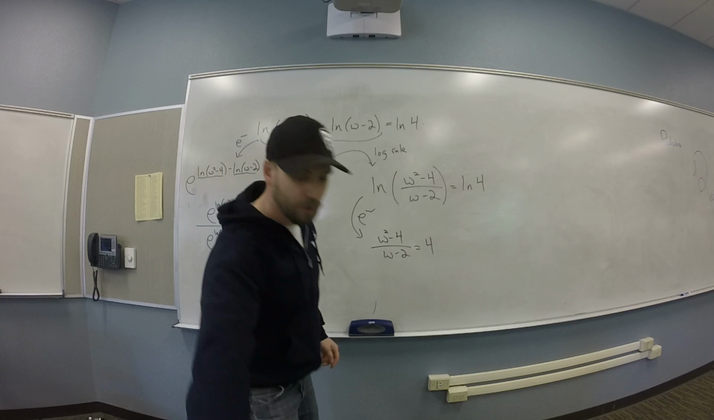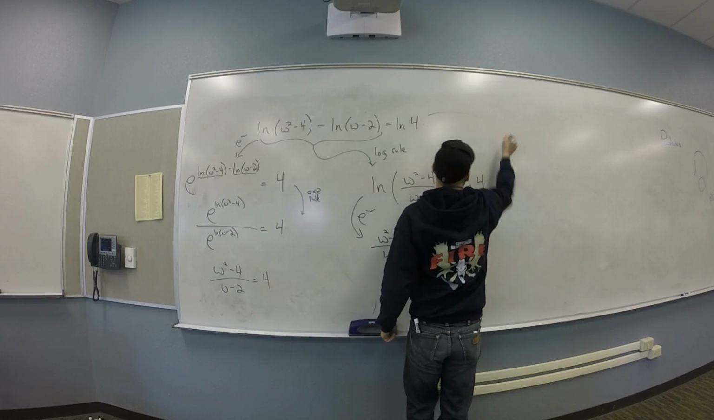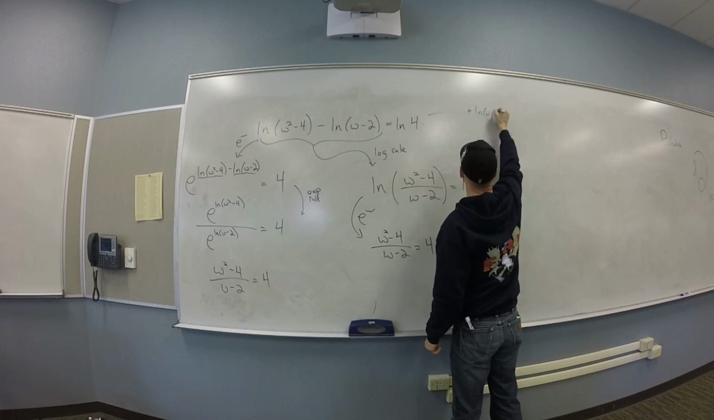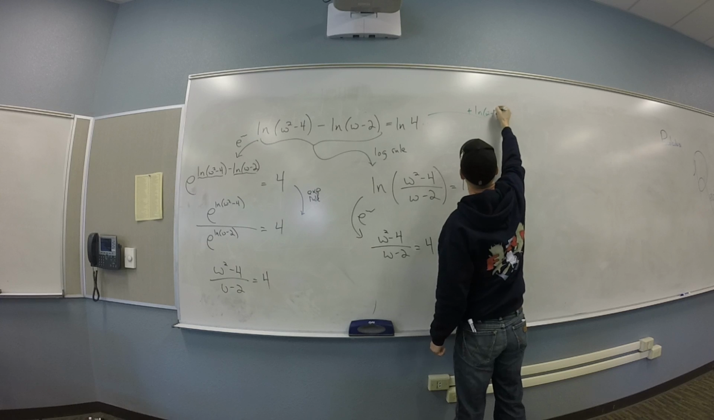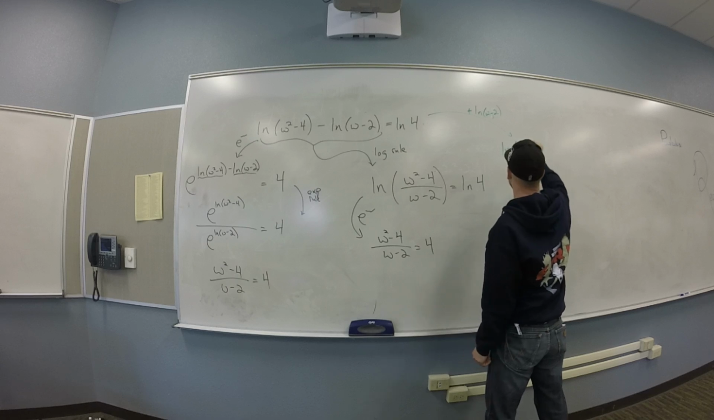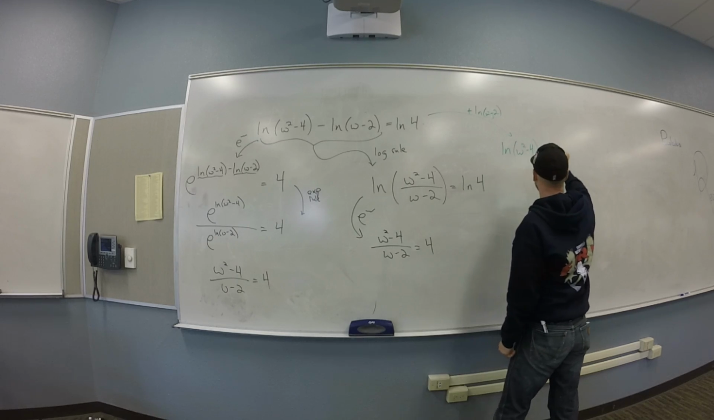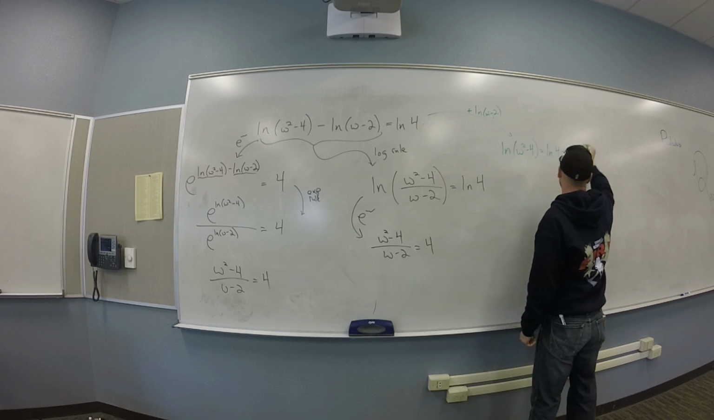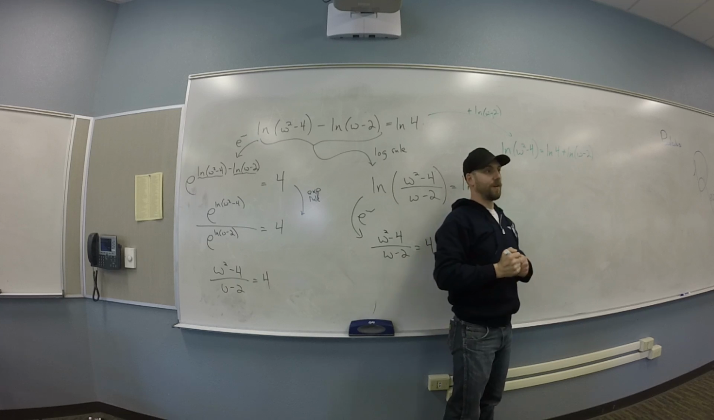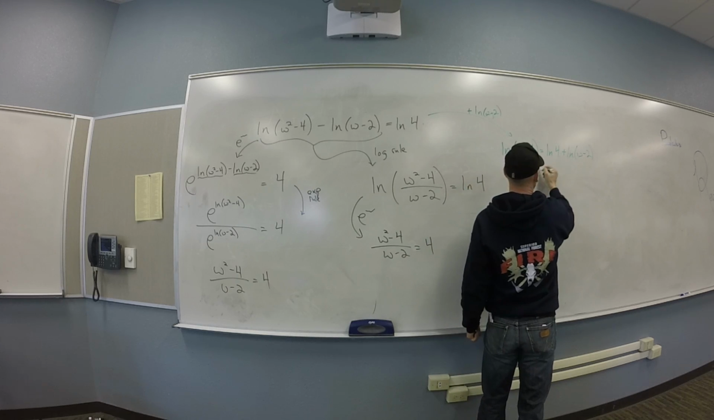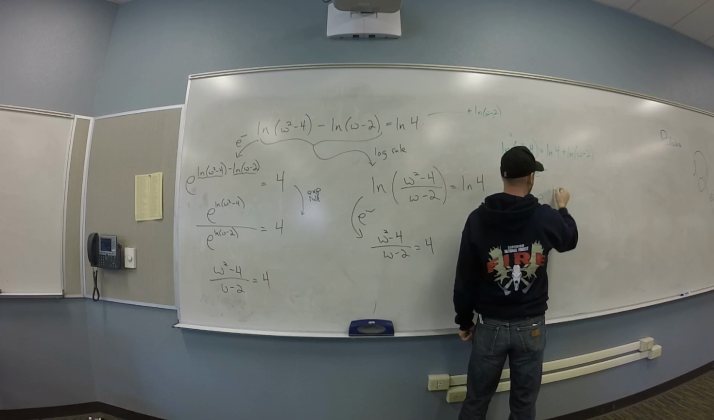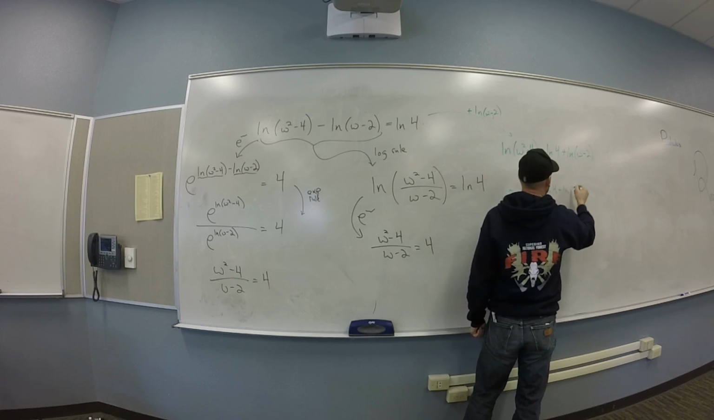What do you mean? So if you did that, for a third approach, you would add the log of w minus 2 to both sides. So you would get the natural log of w squared minus 4 equals the natural log of 4 plus the natural log of w minus 2. And then if you e to the stuff everything, you get w squared minus 4 equals e to the natural log of 4 plus the natural log of w minus 2.